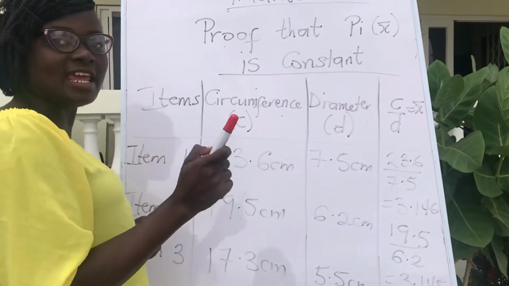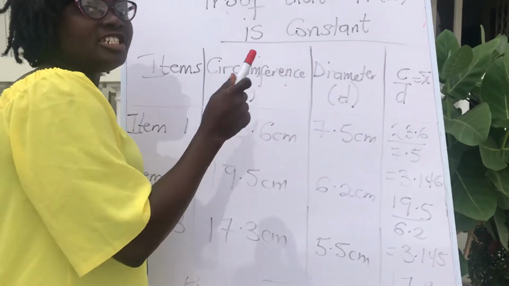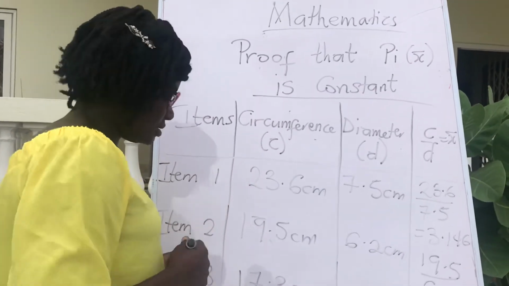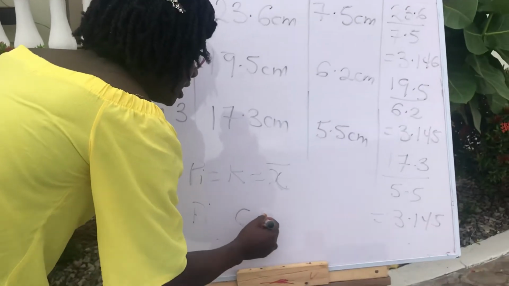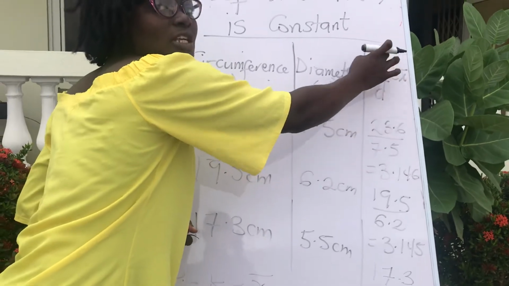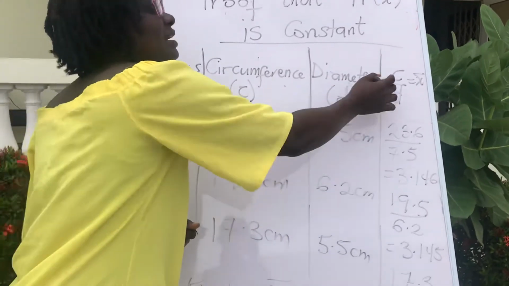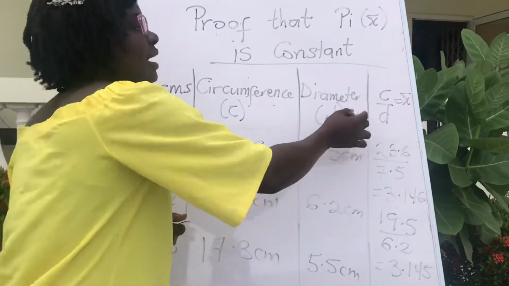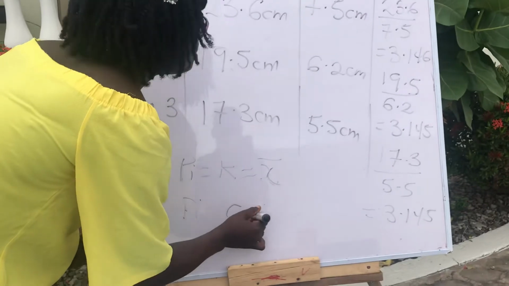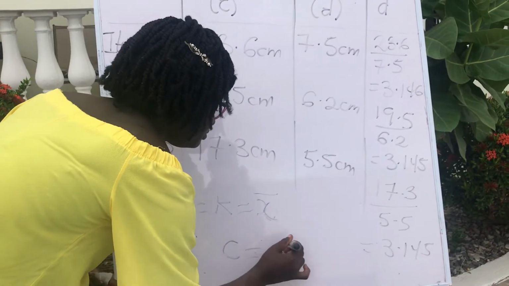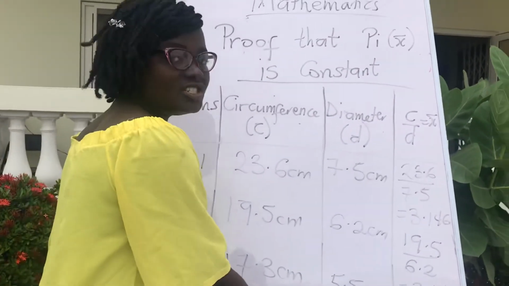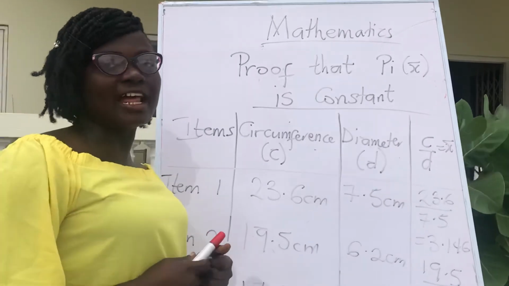And through that also, we can prove something, because we had our pi to be C over D, where C is the circumference and D is the diameter. So we can also prove the circumference of a circle. We are going to make a simple change of subject over here. We are going to make C the subject. So making C the subject, it becomes pi times D, where D is the diameter.